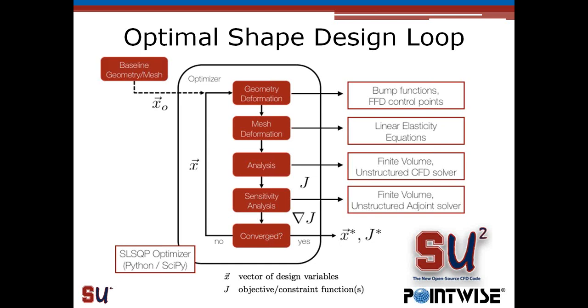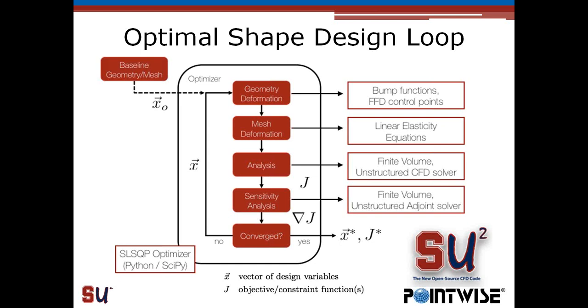We're also going to need a tool to deform the volume mesh. So once you've changed the shape of the surface, we need something to deform the volume mesh. And we're going to solve the linear elasticity equations to do that. Then we need tools to evaluate the performance, so just the analysis. And we need to be able to compute gradients. So the key here is we're going to be picking an objective function, something like lift or drag, moments. We're going to call that J. So we need to be able to compute that value and also get the gradients of that value with respect to a set of design variables, x. So these are our FFD control points.